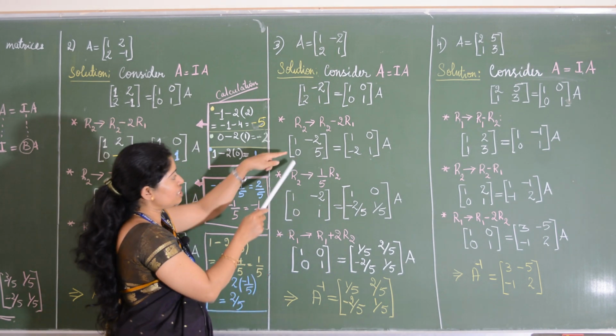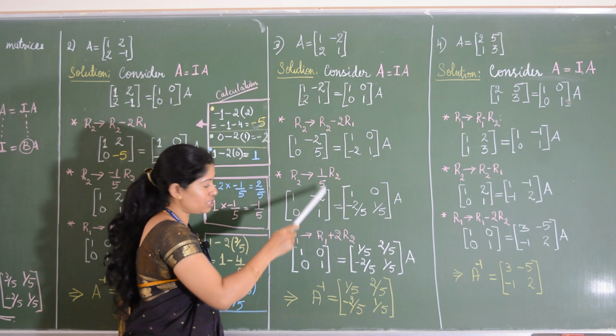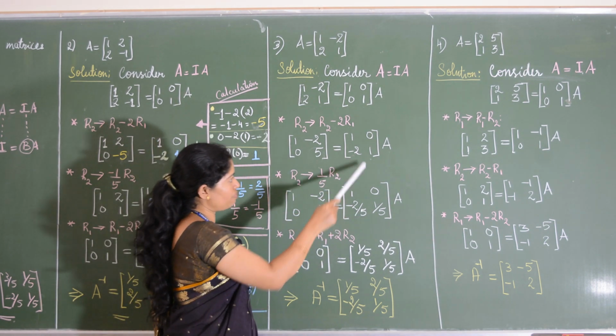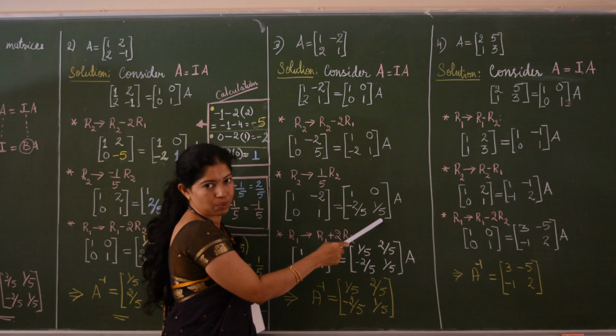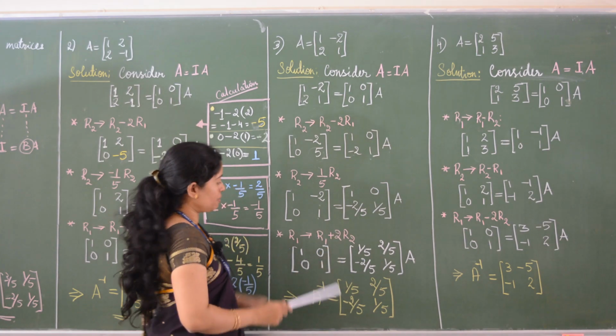Apply the operation. 0 into 1 by 5 is 0. 5 into 1 by 5 is 1. Minus 2 into 1 by 5 is minus 2 by 5. 1 into 1 by 5 is 1 by 5. Then write the matrix A as it is.